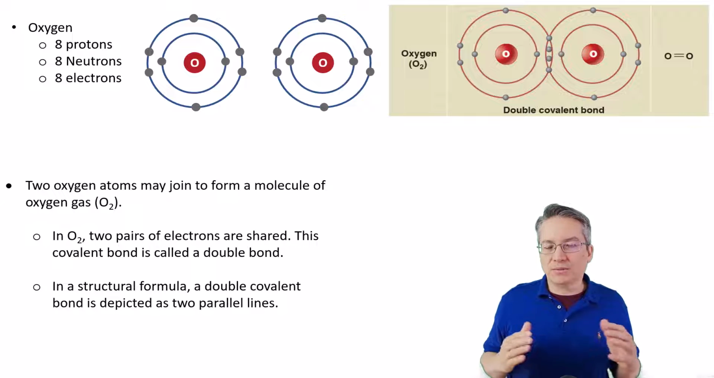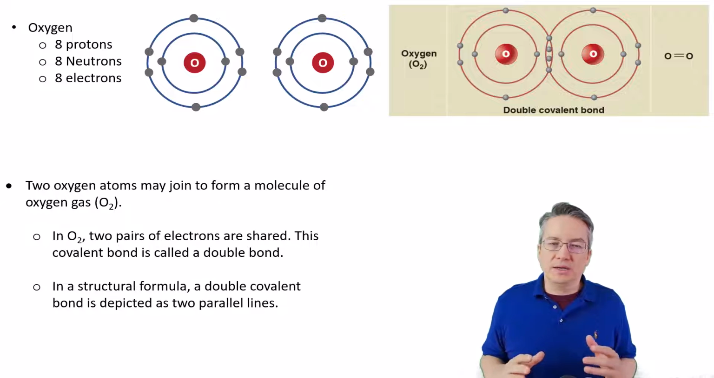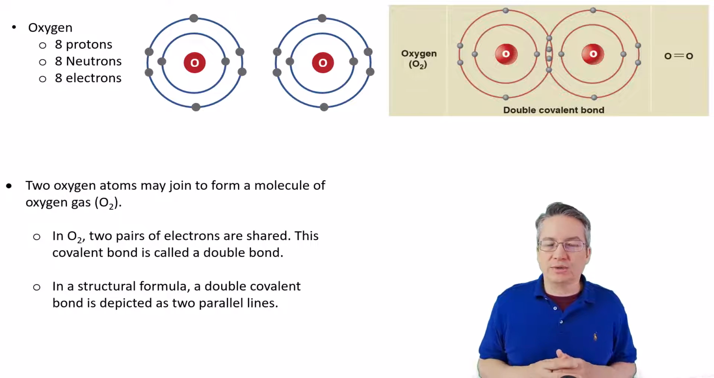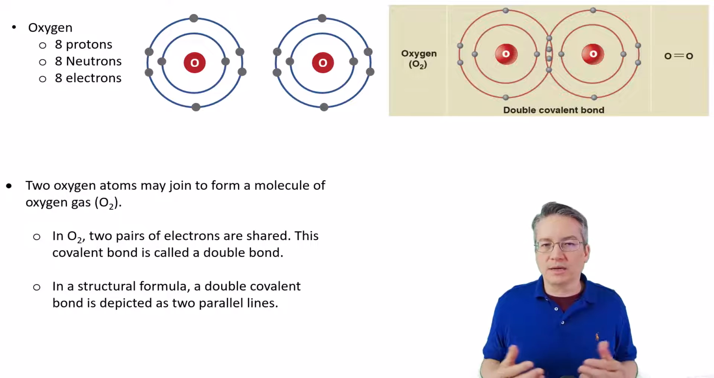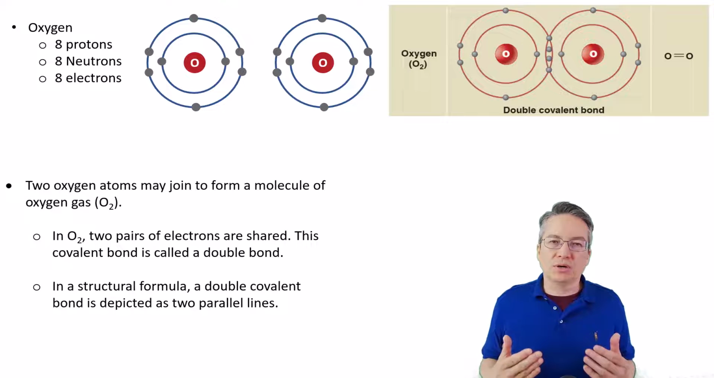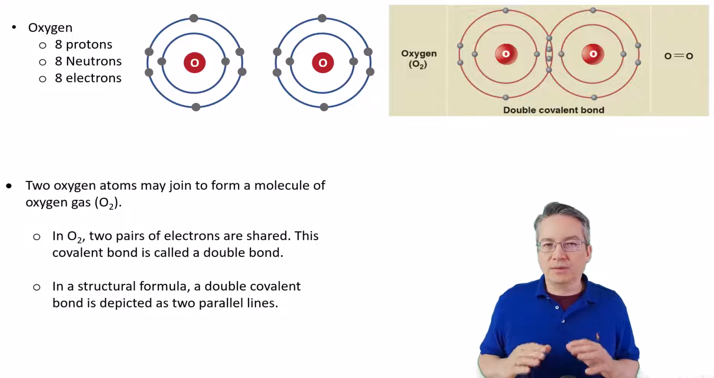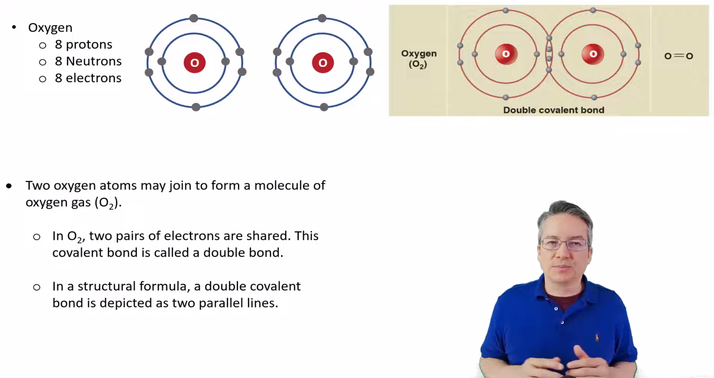Okay, so that's pretty much the covalent bond. It's a shared bond. It's a bond in which electrons are shared between two or more atoms, and it tends to be a very strong bond. We'll stop there and we'll move on to other types of bond in the next video.